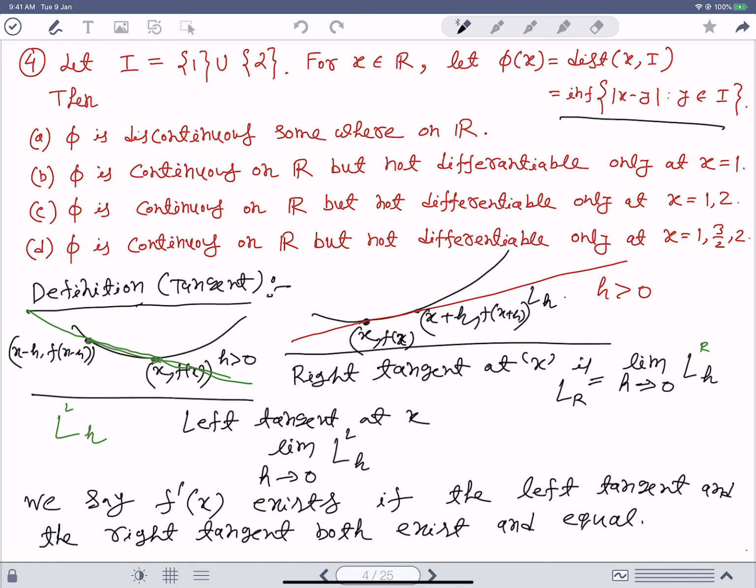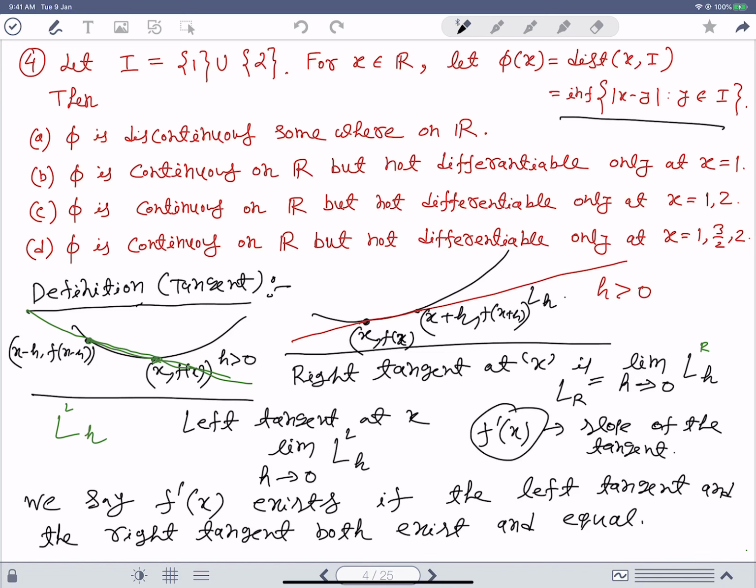Okay? And in that case, f dash x will be the slope of the tangent. So, if you have a left tangent and a right tangent, if both exist and if both are equal, then we say that the function is differentiable at that point, and the value of f dash x is just the slope of the tangent. Okay?